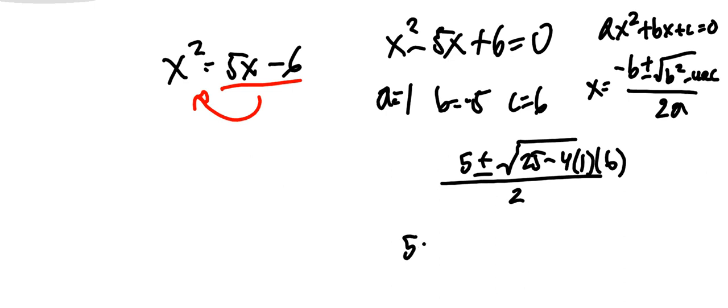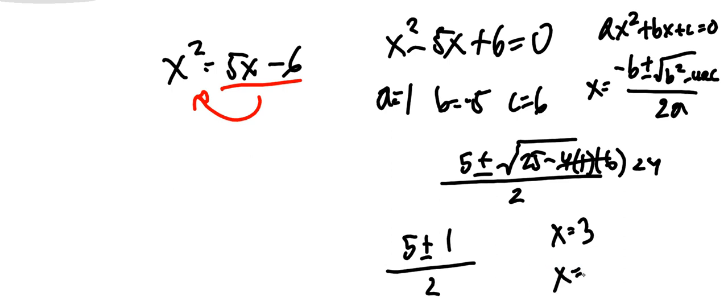So now we have 5 plus or minus the square root of, this is just 24, and 25 minus 24 is 1. So we know that the square root of 1 is just 1. So 5 plus or minus 1 over 2. So let's find our two solutions. X is going to equal 5 plus 1 over 2. 5 plus 1 is 6. 6 over 2 is 3. And our x is going to equal 5 minus 1, which is 4, over 2, which is 2. So these are our two solutions.